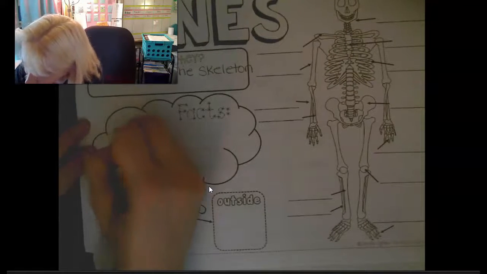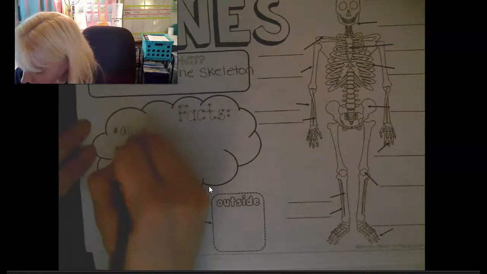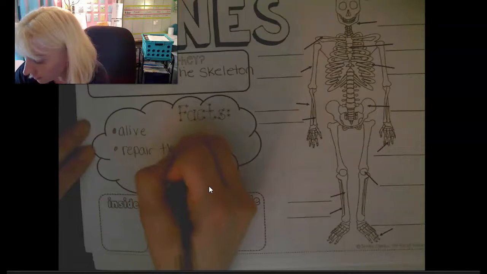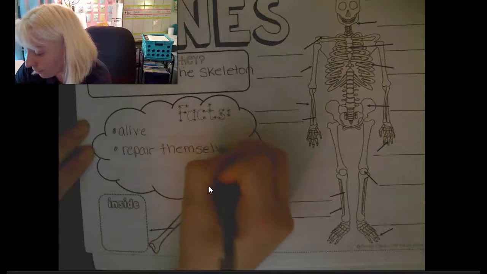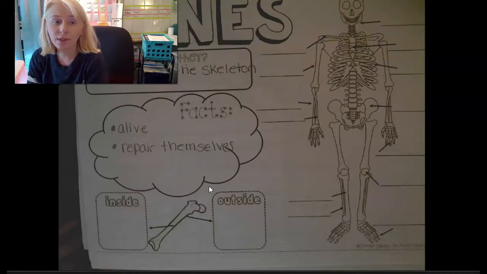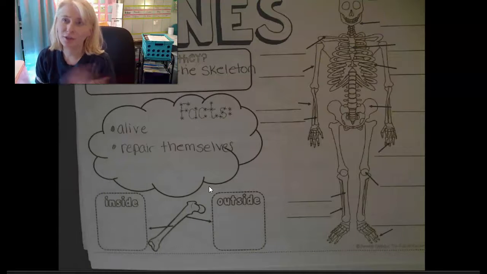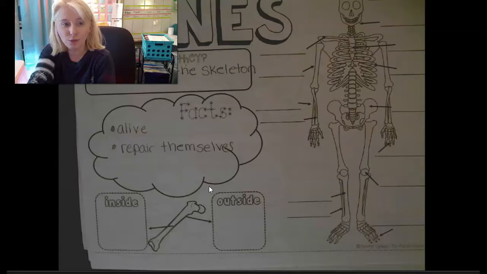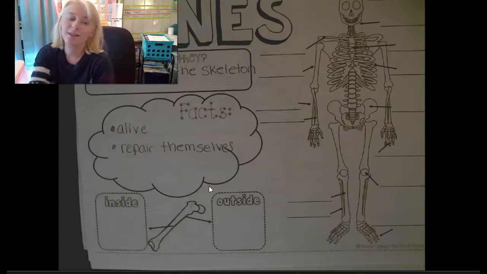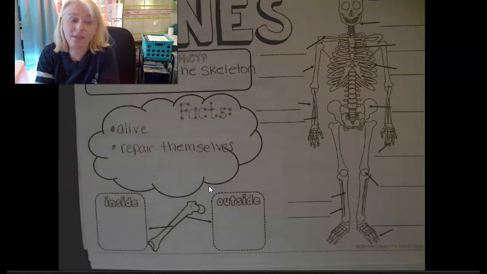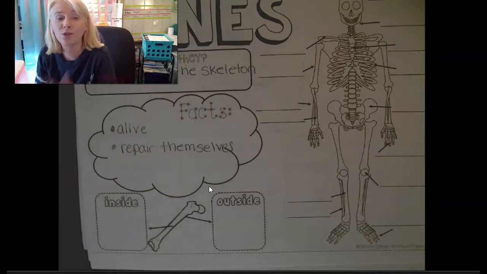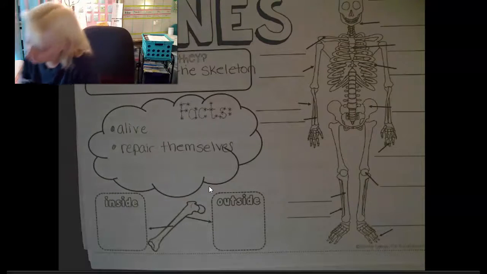Some facts: bones, they are alive, and they can repair themselves. So when we injure our bones, like if we break our arm, we go to the doctor and they take the x-ray and they see that it's broken, but they don't do anything other than give you some tools to help keep your arm straight and keep you from further injuring it, and the bone heals itself. So it's not like you can take medicine or anything like that to heal your bones. Our bones are so cool that they heal themselves.